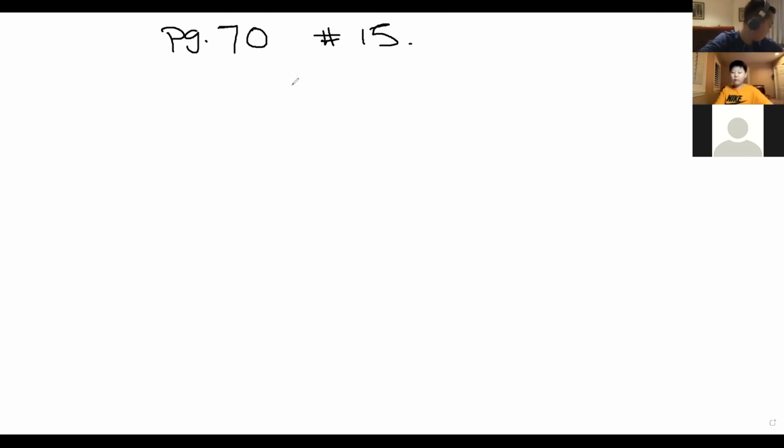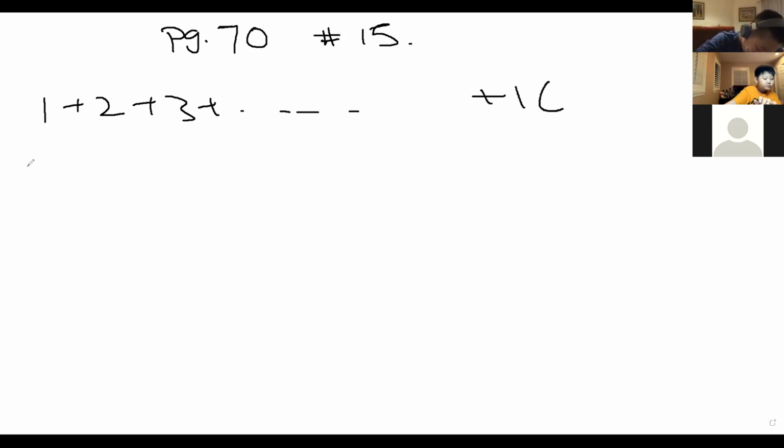Don't use a calculator. Don't plug this into a calculator. Don't add the numbers one by one in your head. Use Gauss's method to help you. So if you had numbers like 1 plus 2 plus 3, and then you did the same, but you started with 16.